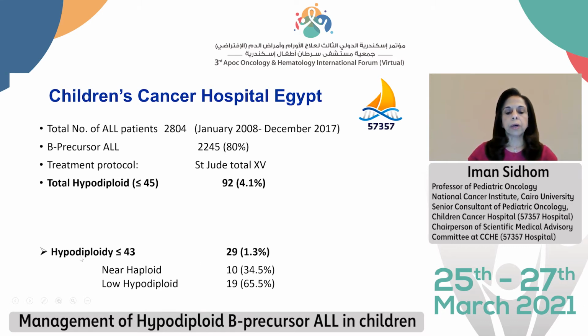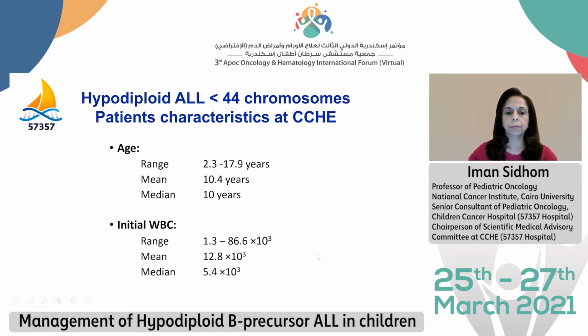29 patients, constituting 1.3% of the B precursor ALL patients, had 43 and fewer chromosomes, 10 with near haploidy and 19 with low hypodiploidy, and none had high hypodiploidy with 40 to 43 chromosomes. Their age range between 2 and 18 years with a median of 10 years. The white blood cell count at presentation ranged between 1,000 and 86,000 with a median of 5,400.